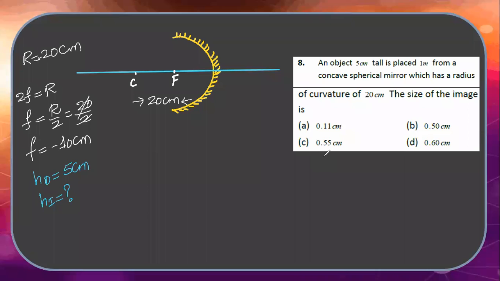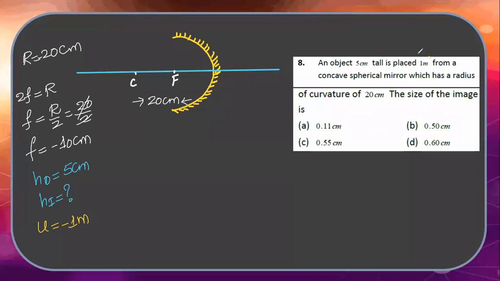Height of the image is given. We have to calculate the size of the image. An object of 5 centimeters is placed 1 meter from the mirror. At what distance have they placed it? The distance of the object is taken as -1 meter.